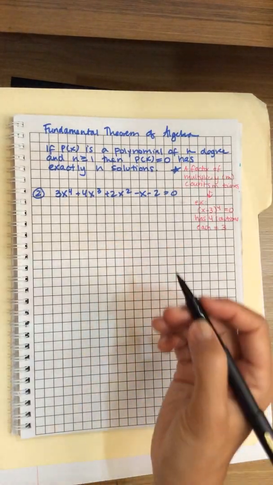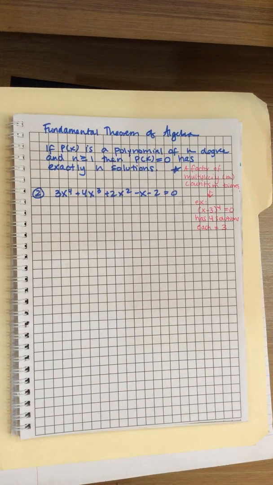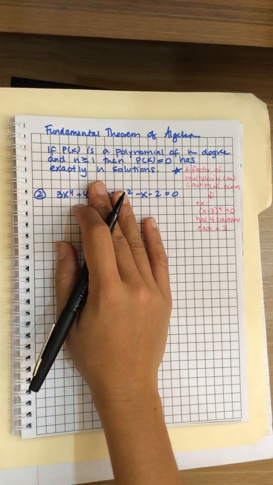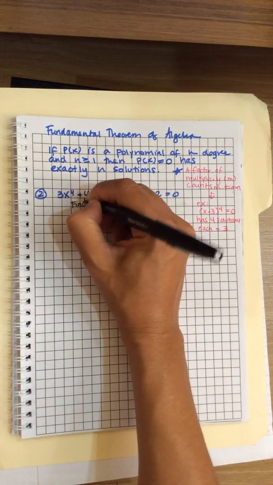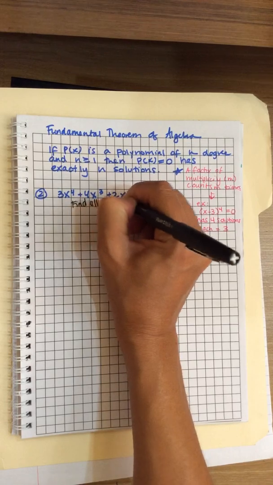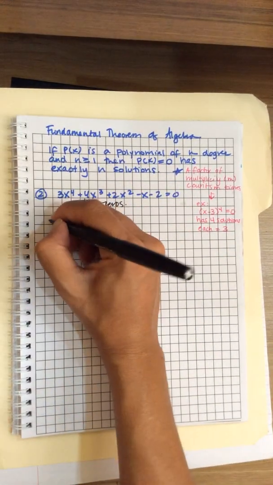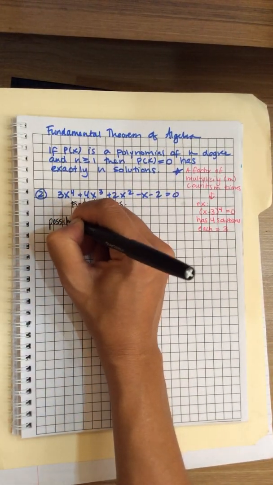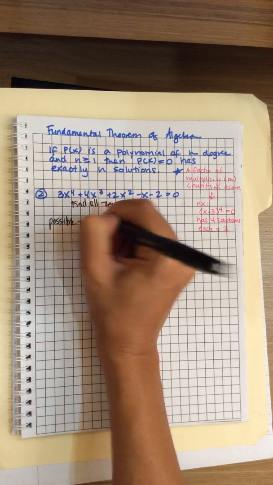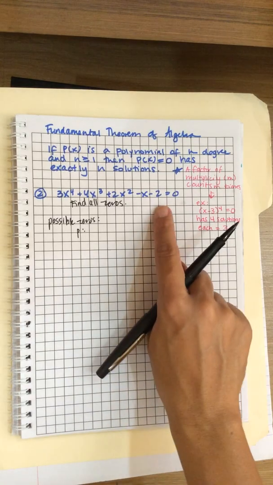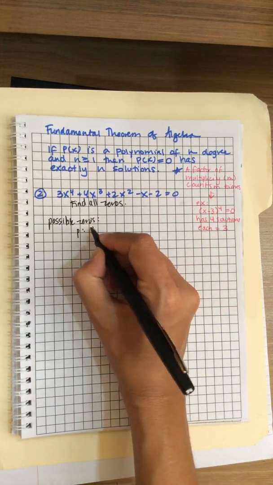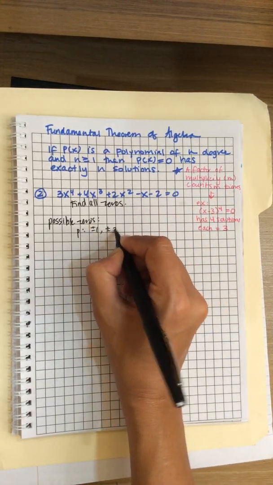So we're going to work on this one. And we're going to find all the possible zeros using the fundamental theorem of algebra, using the rational root theorem. Let's find all zeros to this polynomial. So let's list the possible zeros. Okay, so my p's are going to be, remember, the factors of the constant term. So our constant term here is -2. So our p's are going to be plus or minus 1 and plus or minus 2.